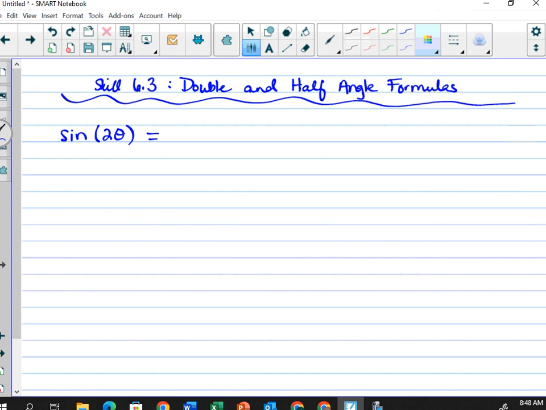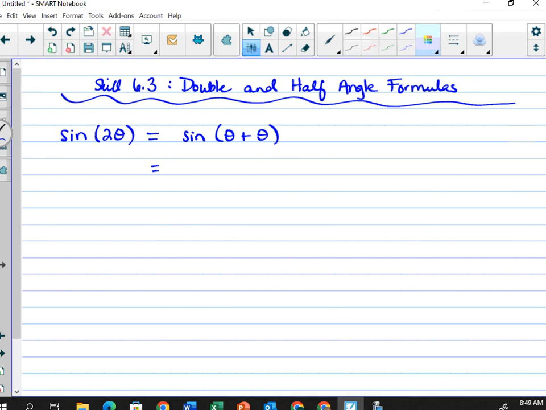All right, guys. We have to create some formulas here. So sine of 2 theta, that's the double angle. We are doubling the angle, the theta. We're going to figure out the formula. Would you agree that sine of 2 theta is the same as sine of theta plus theta? Yeah, we're on board with that. Okay, wrapping up for the day.